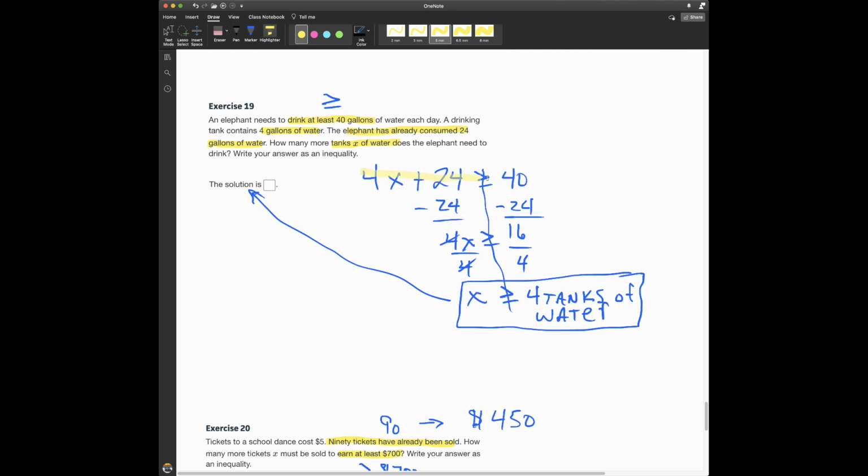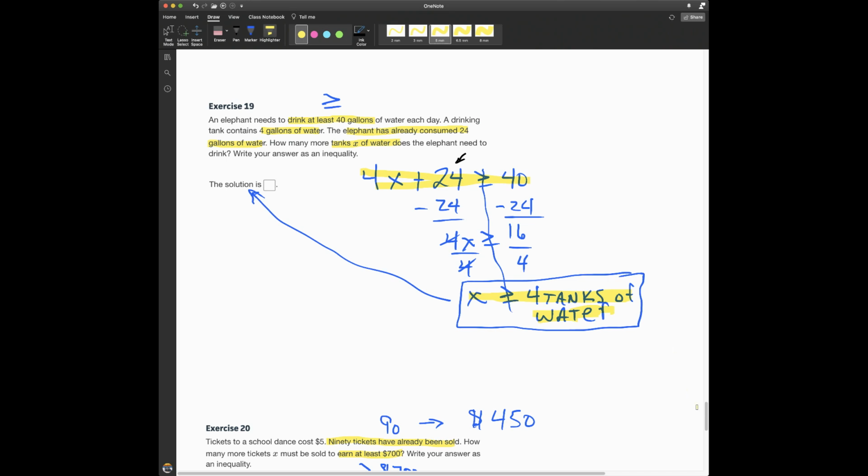So I write an inequality here. What this is saying is that the elephant has already had 24 gallons of water, and then 4 times x, because the tank is 4 gallons and x is the number of times I fill the tank. So I have to fill that tank some more. I have a 2-step inequality, I solve it, and I see that in order for the elephant to consume at least 40 gallons of water, I need at least 4 more tanks of water.